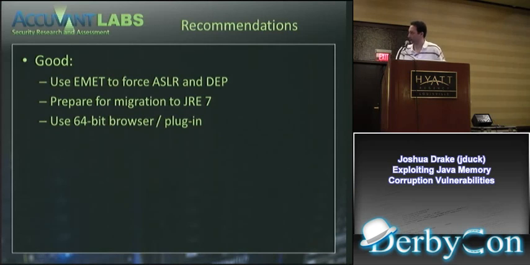So the recommendations, the good things you can do: you could use EMET to force ASLR in depth. The interesting thing is that doesn't actually affect that wonderfully static memory segment. It stays right there. You could prepare for JRE 7 when they fix the loop optimization bug. Or you could use a 64-bit browser and plugin, which they introduced in update 15, I think. As far as I know, there are no malicious code packs out there targeting any 64-bit browsers or plugins. So these things are good.